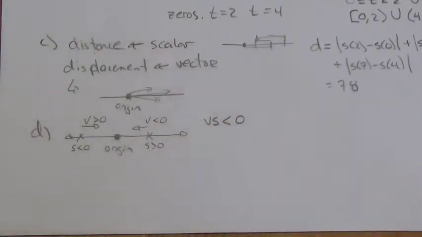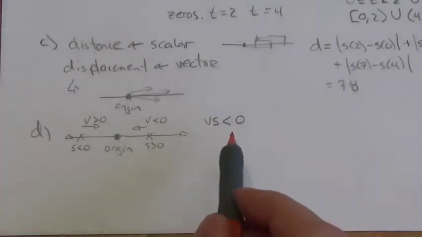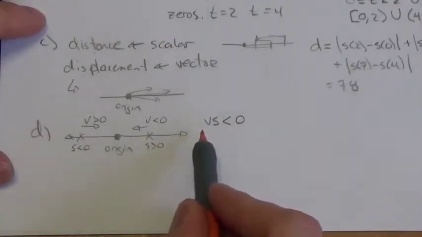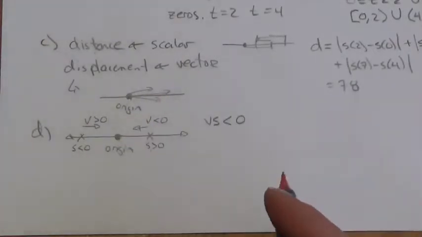Now, please don't go and ask your physics teacher, what is velocity times displacement? What does that mean? It's just a mathematical tool that we're using to take advantage of the relationship between the signs here. That really doesn't signify anything.